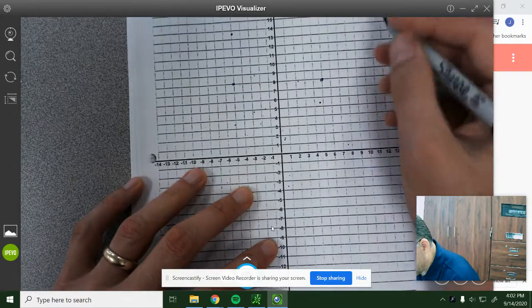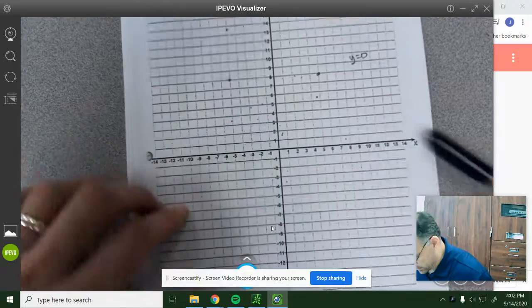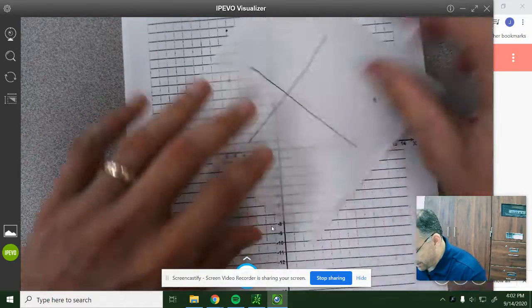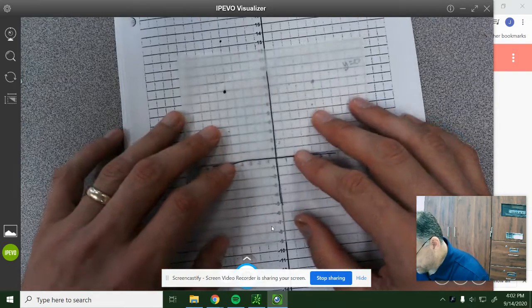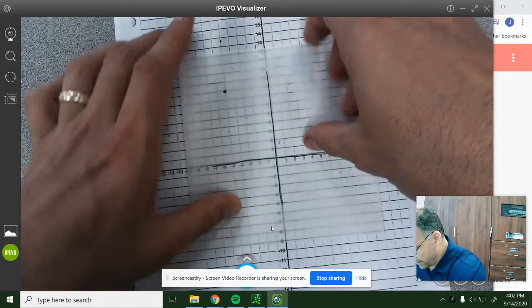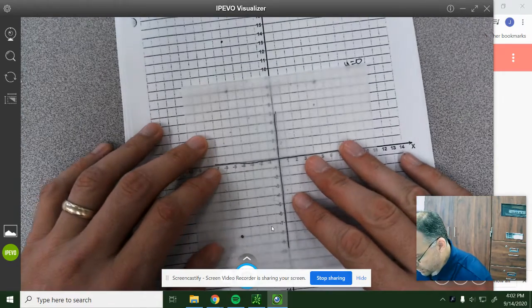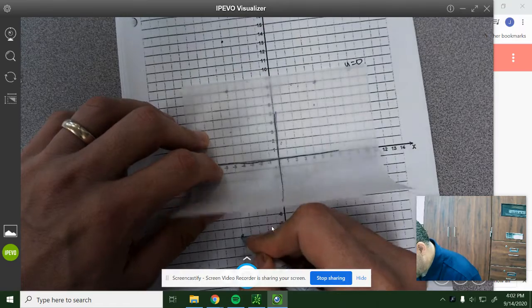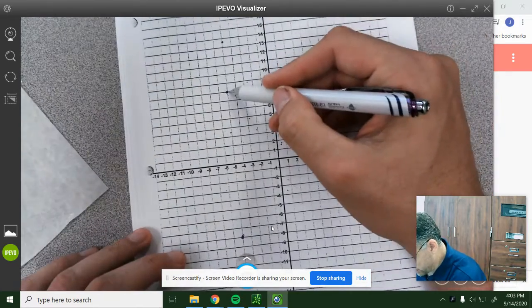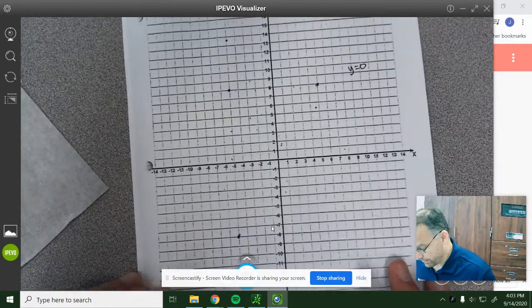If I wanted to reflect it across the line y equals 0, well, that is the x-axis. I'm going to do the exact same thing, though. I'm going to draw my axis. I'll take my point, but I'm going to flip it this way across the x-axis, which is the line y equals 0. And here's my new point, right there. So this one was probably 8 steps away, and here it's got to be 8 steps away also.